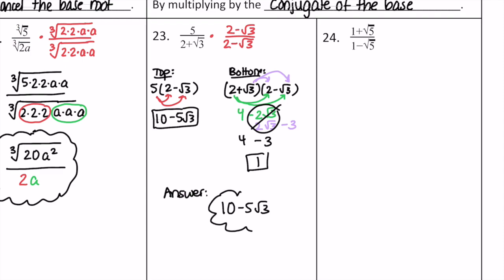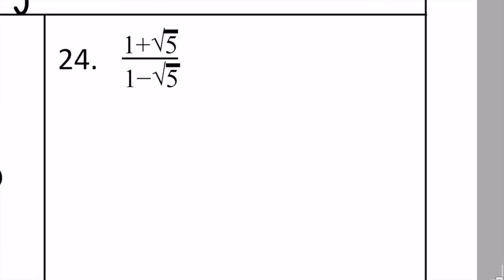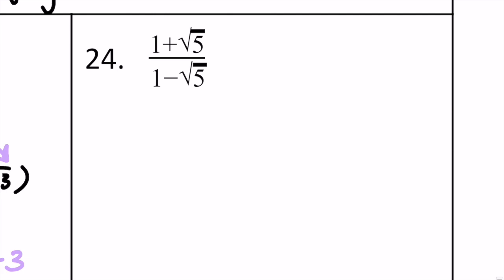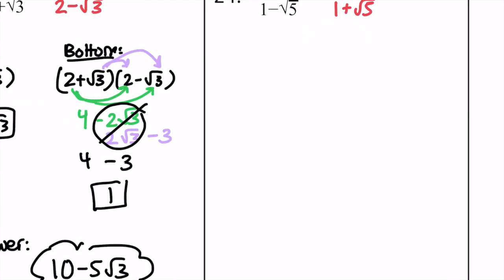For 24, I have 1 plus the square root of 5 divided by 1 minus the square root of 5. I'm multiplying by the conjugate of this. So multiply by 1 plus the square root of 5 over 1 plus the square root of 5. And then I'm going to do the top first.